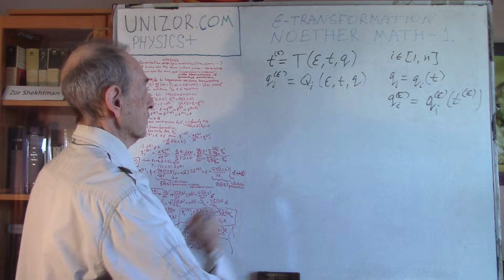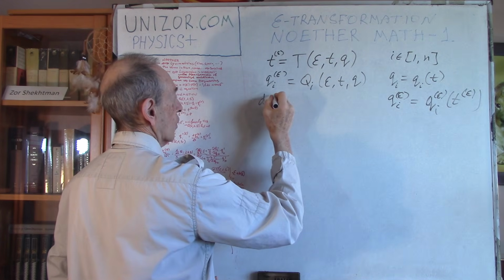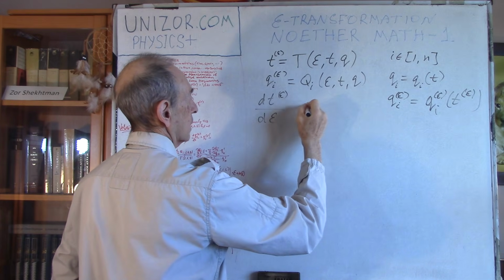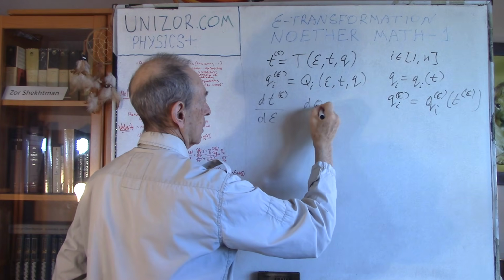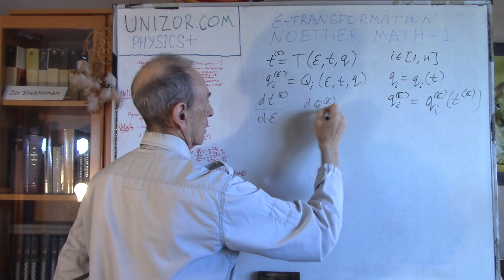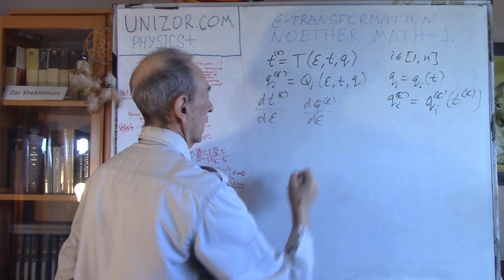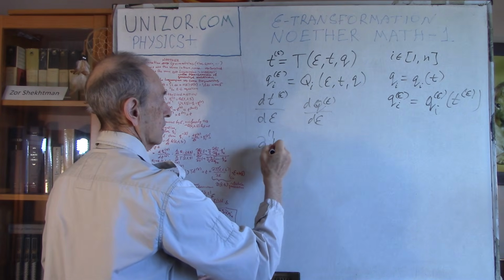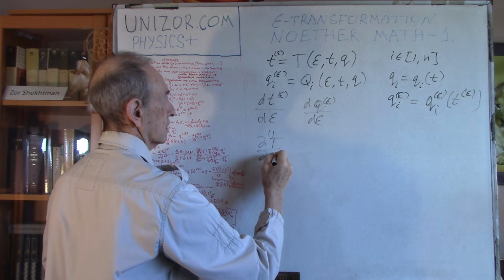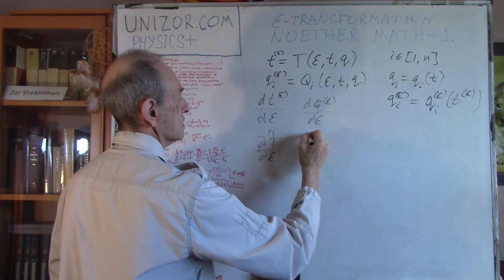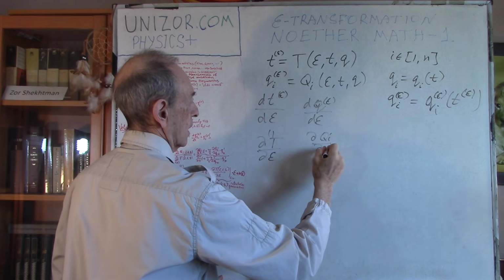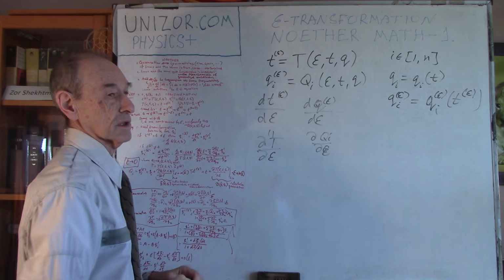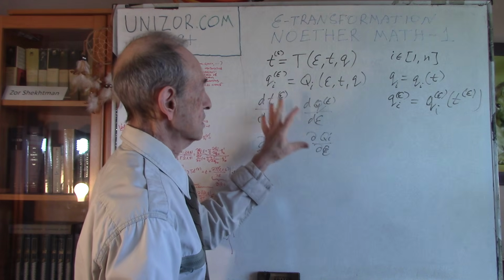What does it mean, how fast? Well, it basically means that we have to know dt by d epsilon and dq by d epsilon. And this is very easy. This is just basically dt by d epsilon, and this is dqi by d epsilon. So that's not difficult.